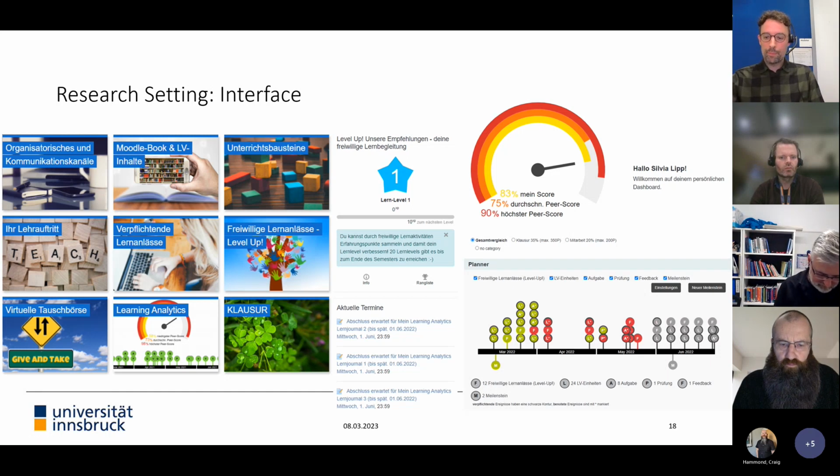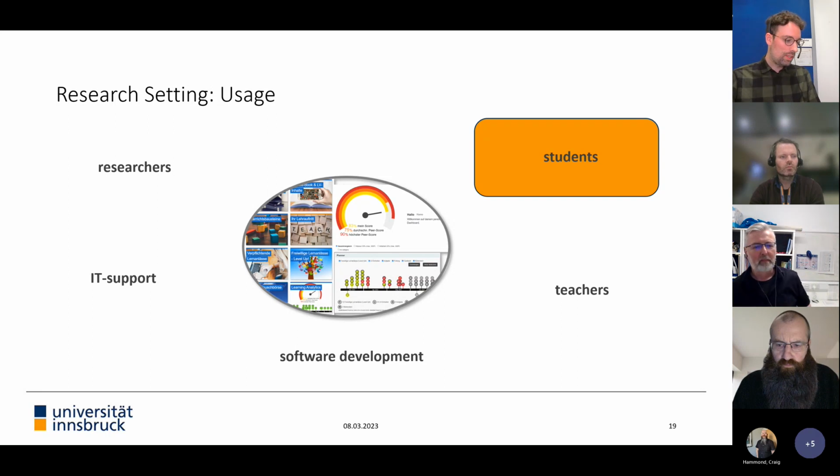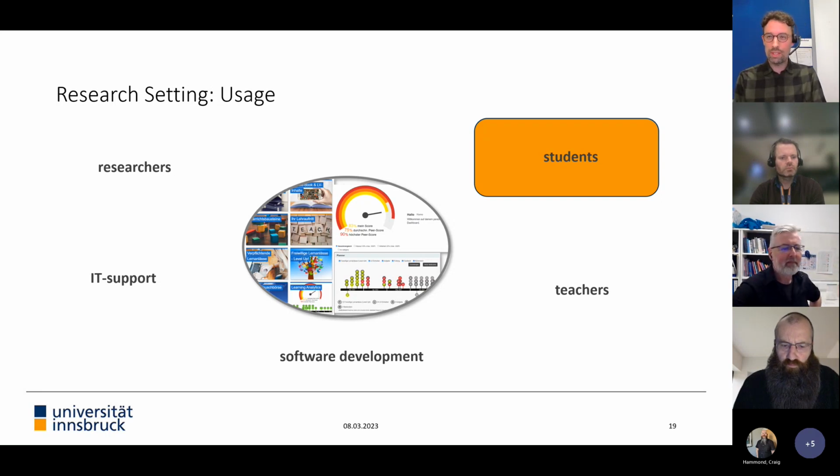But I think it's interesting to look at the effects on students. So usage is the last topology, and for sure there are different stakeholders who could use this data, but our focus, as said, is on the students.